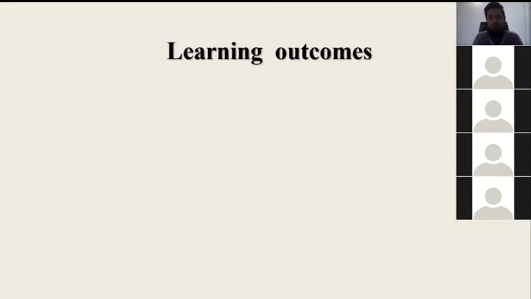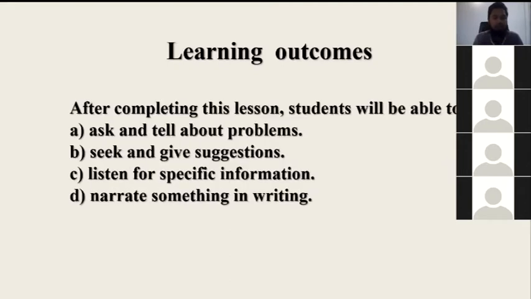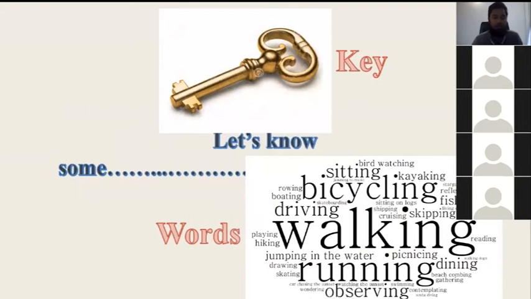Okay. Learning outcomes. We know that in every class we show the learning outcomes. After completing this lesson, students will be able to ask and tell about problems, discuss the problems and solve the problems, seek and give suggestions. Sometimes we need suggestions. We will be able to listen for specific information and narrate something in writing, and our writing skill will be developed. Okay, let's know some key words, right?